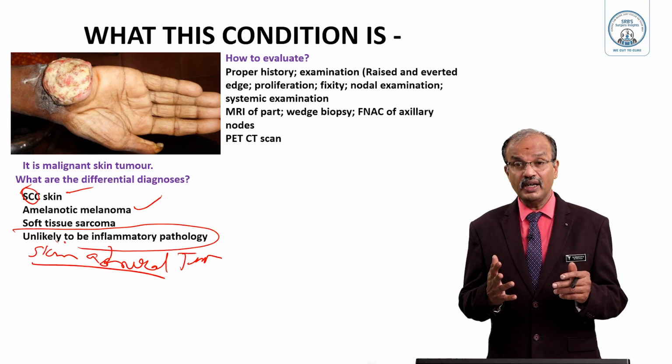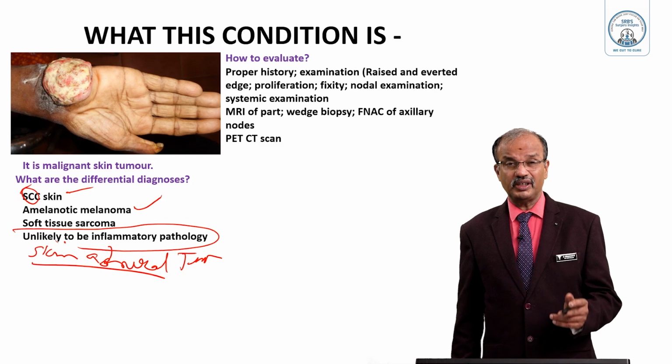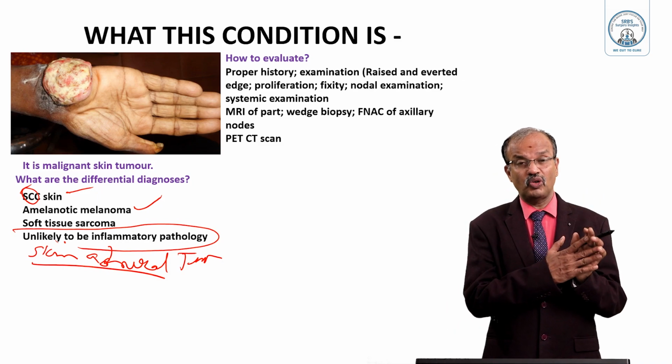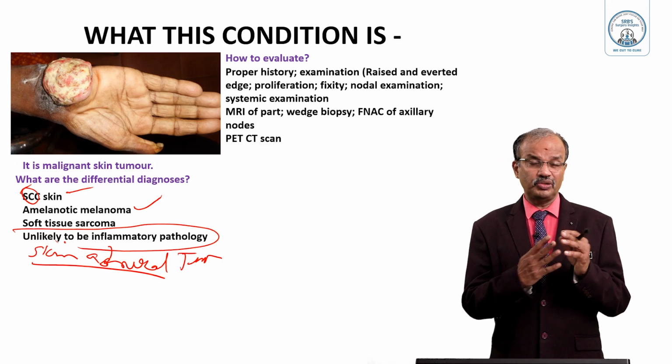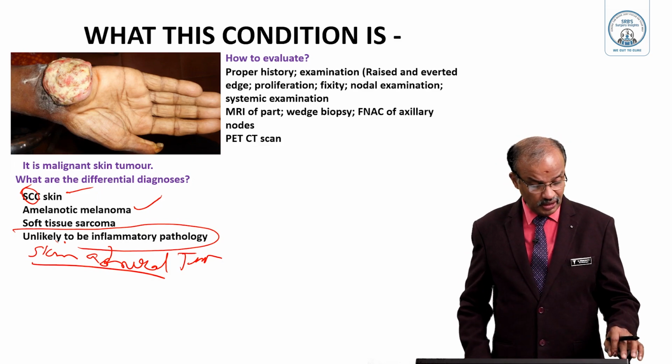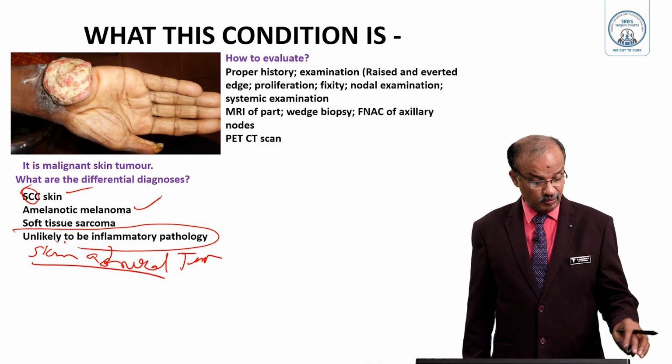FNAC of the axillary lymph node, and PET CT to find out the systemic spread, especially if you think of sarcoma or melanoma. If it is squamous cell carcinoma, depending on the situation, only if it is very aggressive will we do it. But if it is sarcoma or melanoma, PET CT is better.